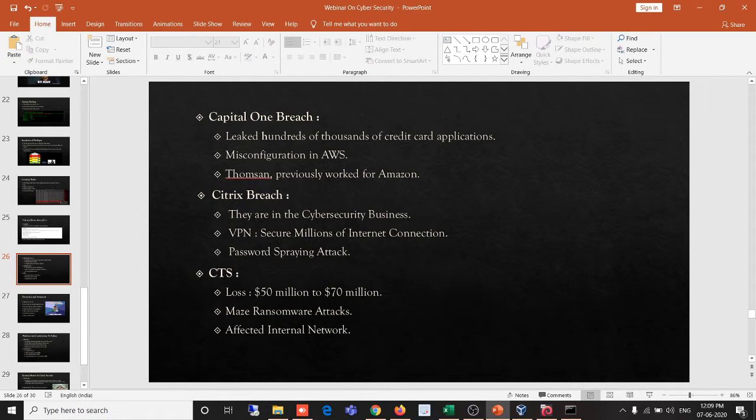And the Citrix breach. Citrix is one of the top leading companies which produces VPNs for secured networks. Just think, they are in the cybersecurity field, and even there, some attacks happen to the big heads. As I was saying, there was a password spraying attack in the Citrix breach. Consider a Citrix user who has set just a password called password123. How long is it going to take a hacker to guess that password? By that, he actually got into the internal networks of Citrix. So that is one kind of attack.